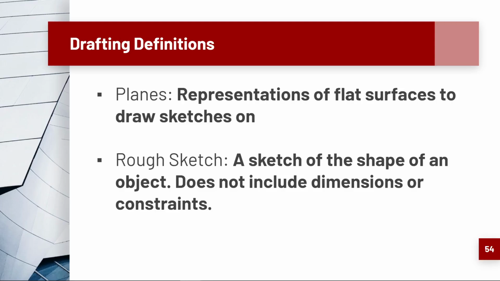Okay. One thing we also just did was make a rough sketch. Okay, what is a rough sketch? It is a sketch of a shape of an object. It does not include dimensions or constraints. Okay, so Inventor knows that a shape exists, but it doesn't know where it's supposed to be. It doesn't know the size. We haven't told it those things yet. Okay, it is not fully constrained.